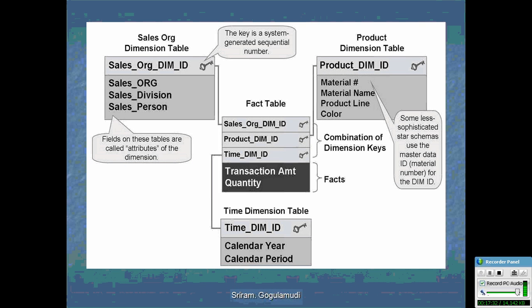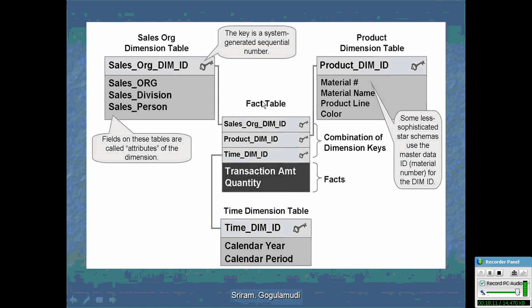And now you can see here. In the center you have the fact table, which is there with key figures like sales, revenue, cost, like this, facts. And surrounded by, you can see, sales org dimension, product dimension, and time dimension. So you can see for every dimension there is a dimensional key: sales org dim ID, product dim ID, time dim ID. The same dimension ID is maintained in the fact table as a foreign key.